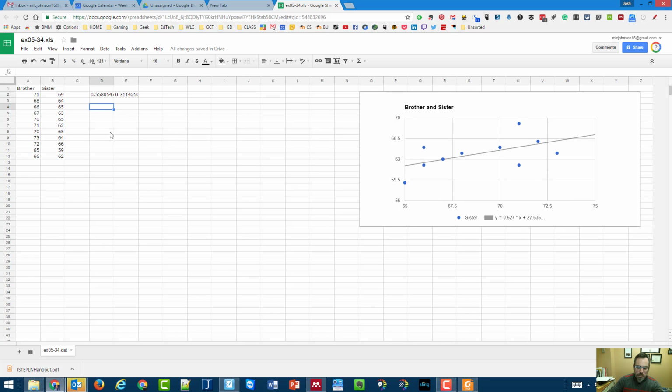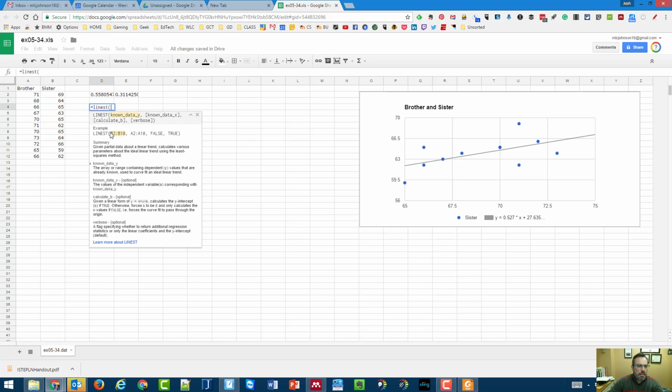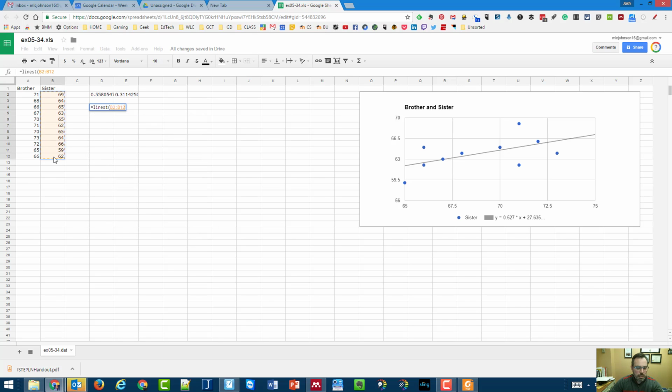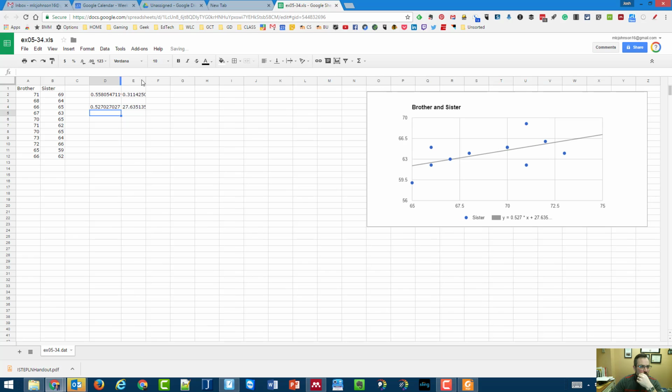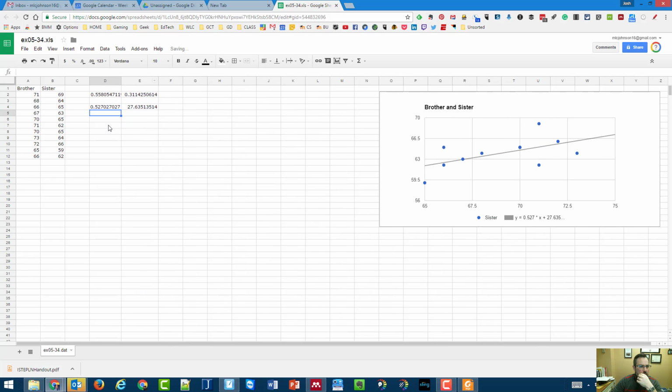If I want to know the line estimation, there is a formula called line estimation that says here's known data y, comma known data x, and it gives me two numbers in here. I'll spread them out so you can see them. And you'll notice that the first number is my slope. The second number is my y-intercept. So it always gives me the slope and intercept, the same ones that I have in my equation here.